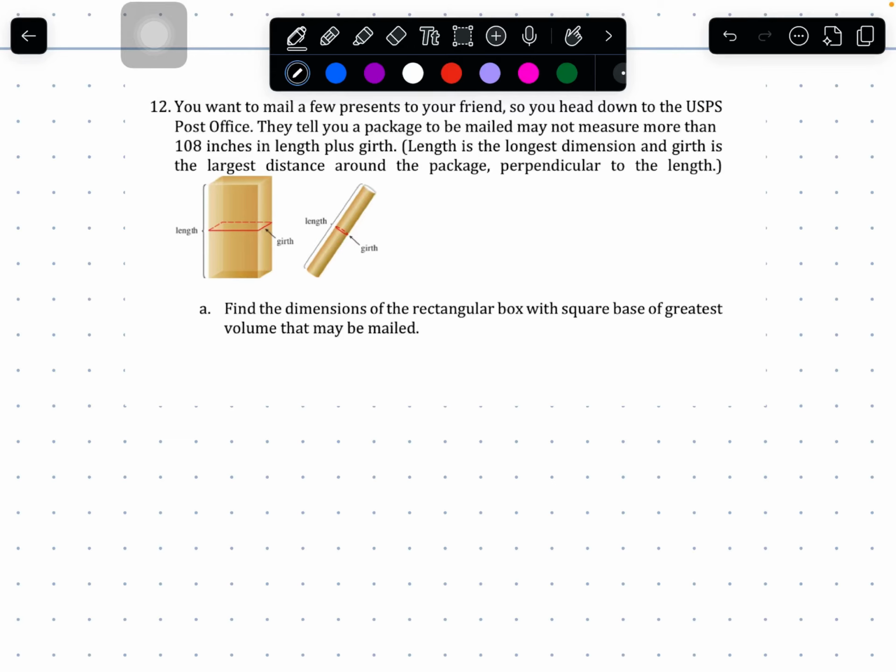Moving on to optimization. We're asked to find the dimensions of the rectangular box. So we're working with this one first. We're told it has a square base. That's going to be important. And we're finding the greatest volume.